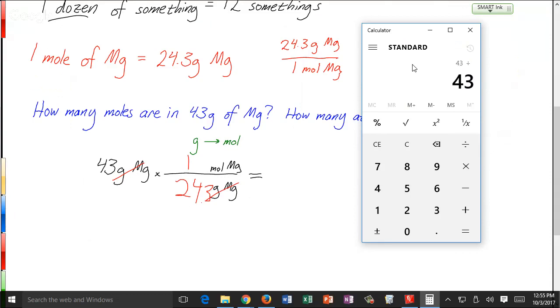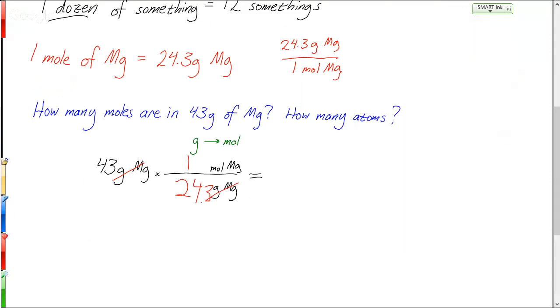43 divided by 24.3. About 1.8 moles of magnesium. So 43 grams of magnesium is about 1.8 moles worth of magnesium. And the reason that's such an important conversion for us is that it allows us to count magnesium by weighing it. So we can weigh 43 grams, and then we can know how many magnesiums are there.